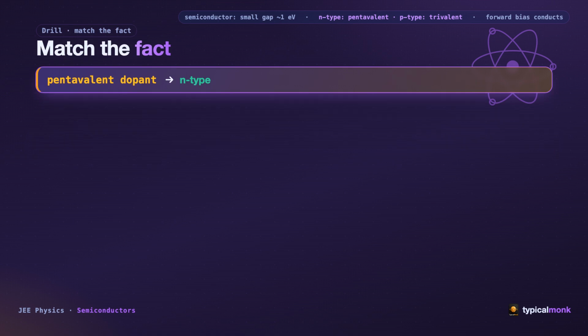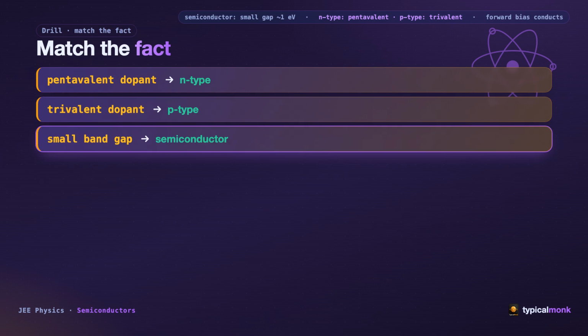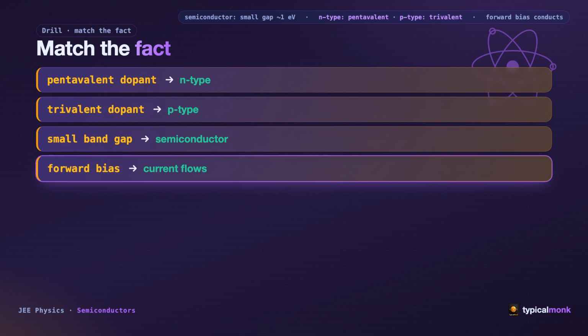Now, match each cause to its effect. A pentavalent dopant goes to an N-type semiconductor. A trivalent dopant goes to a P-type semiconductor. A small band gap goes to a semiconductor. And forward bias goes to current flows. Four pairs, each worth memorizing.